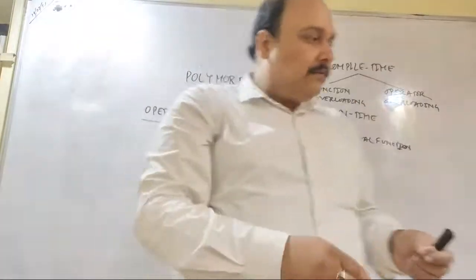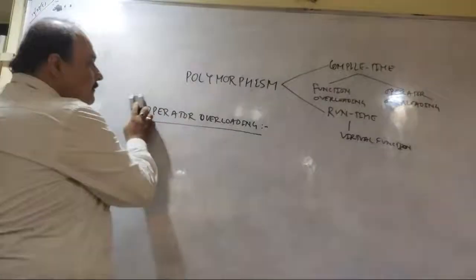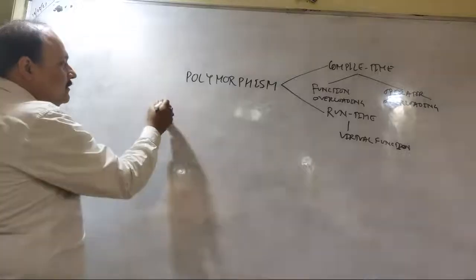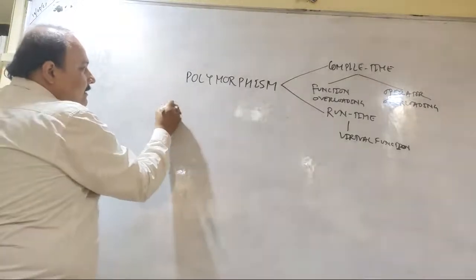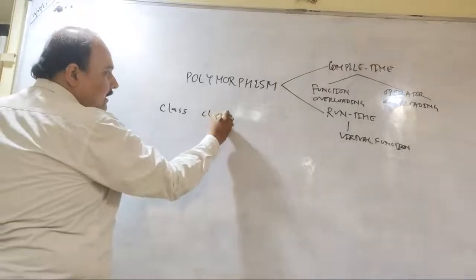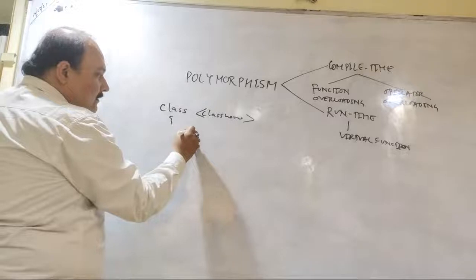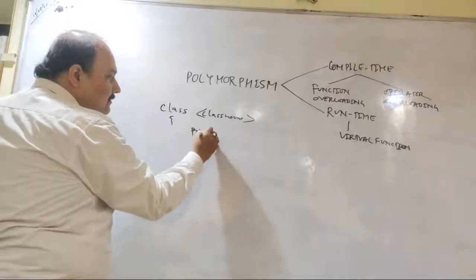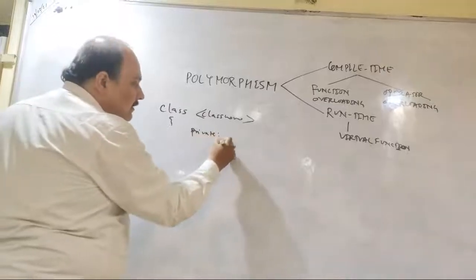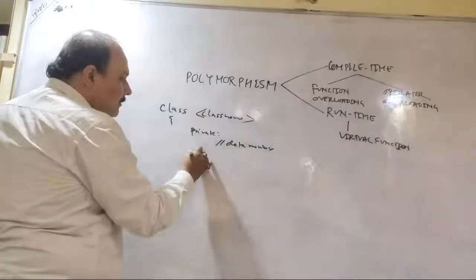First of all, we just see the syntax. What is the syntax of operator overloading? First of all, there is a class, and that is the class name, whatever class name we mention here. There is a private section, or if you do not mention private, it is still private. You just declare the data members here, then public.